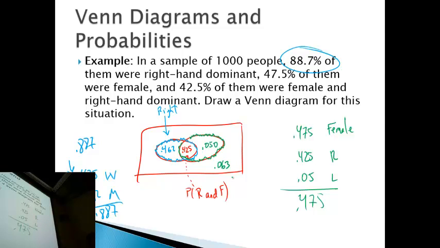Remember, the whole area adds to 100%. So if these numbers here, 0.462 plus 0.425 plus 0.050, is 0.937. Well, we got the right-handed women, we got the left-handed women, we got the right-handed guys. Oh, we forgot people like me, left-handed guys. Okay.